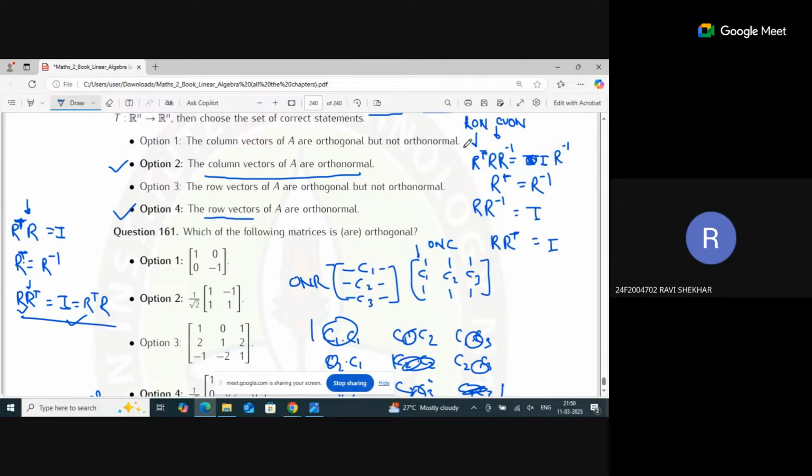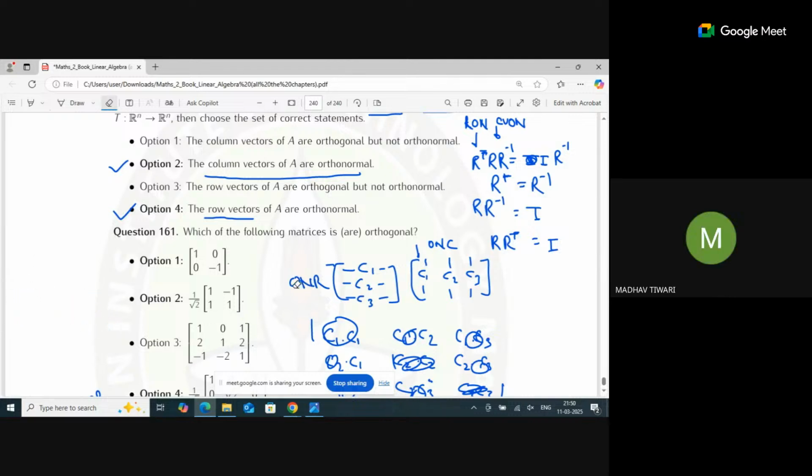I got your entire derivation, I agree with that, but my doubt is still that should it not be related only to A transpose? Okay, I am going to tell you one more thing. Just give me some time.